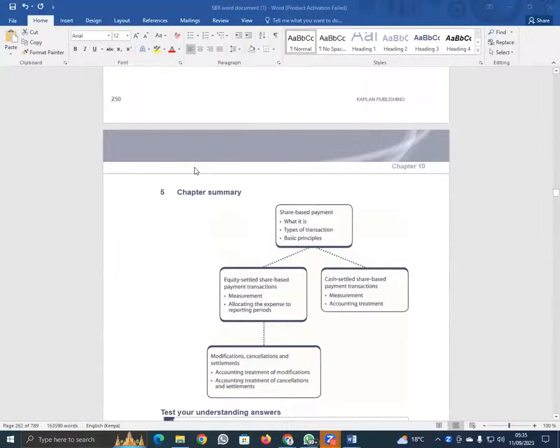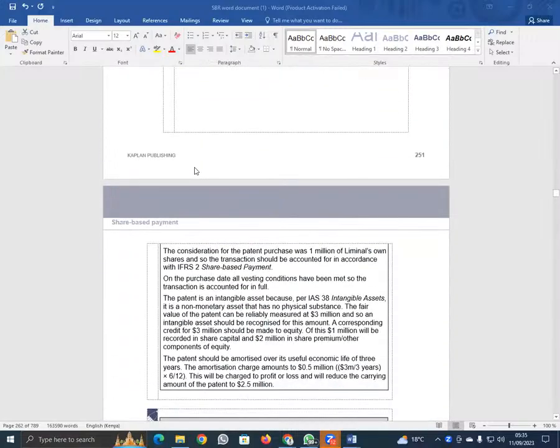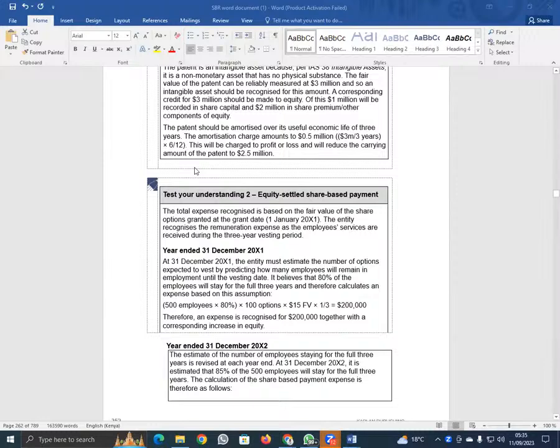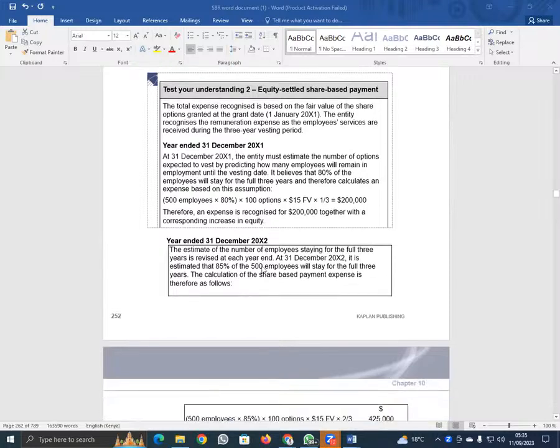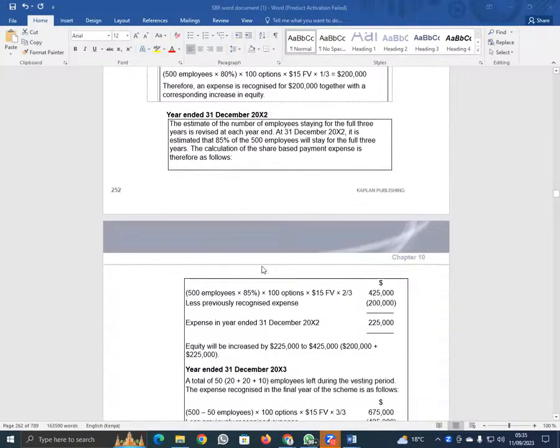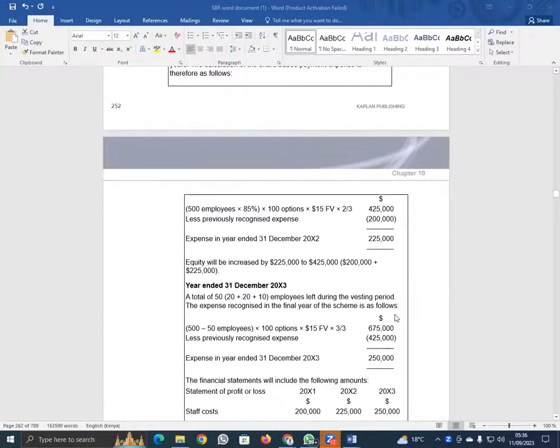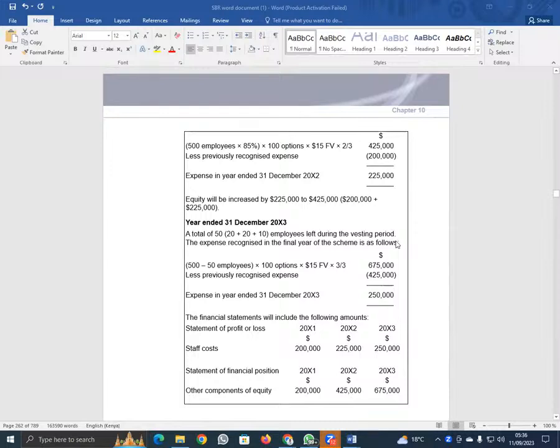So like this, test your understanding at the back here. You'll be able to see this answer. At the end of year one, they're basically recognizing 200,000 as the expense, together with a corresponding increase in equity. And then end of year two, the expense will be 225,000.